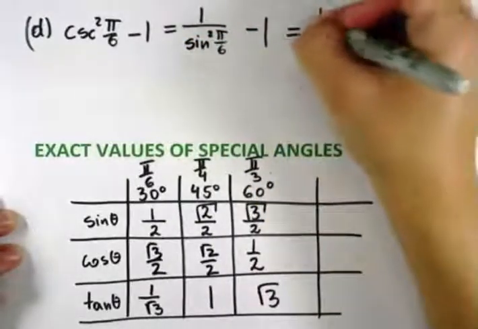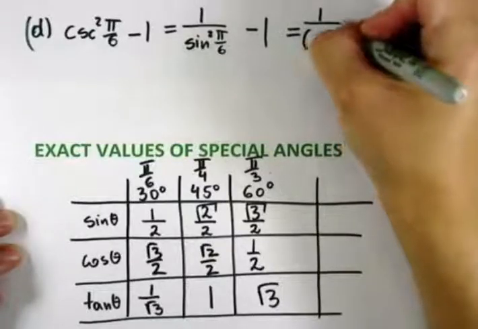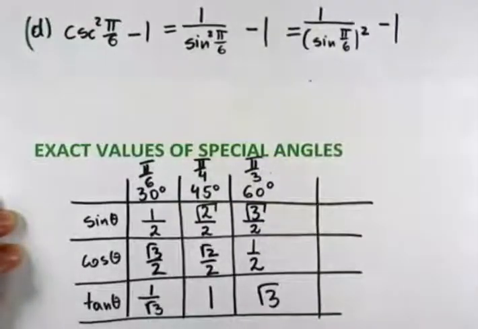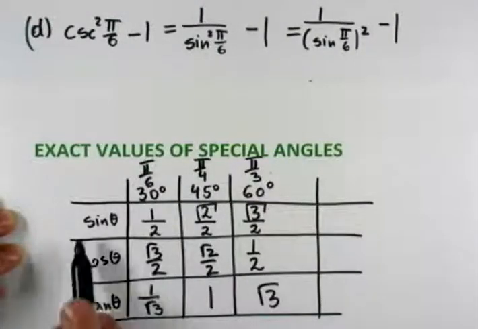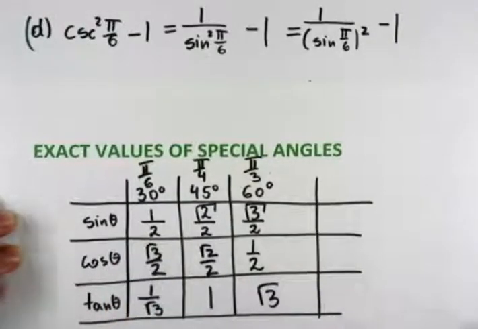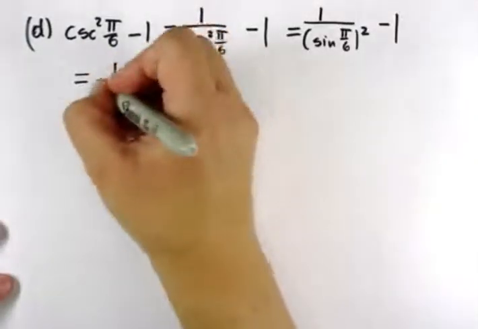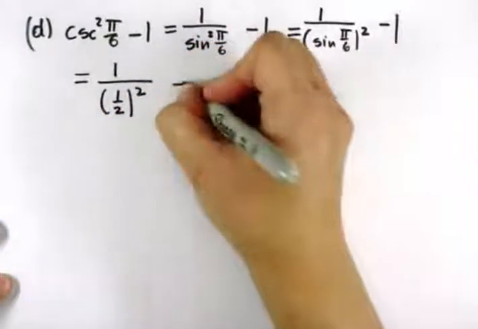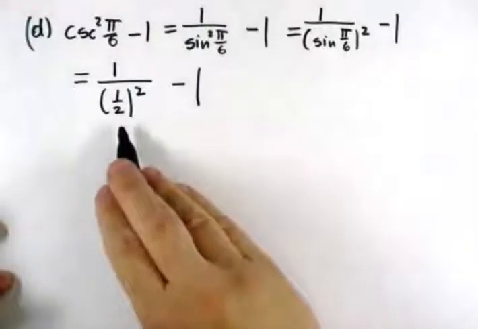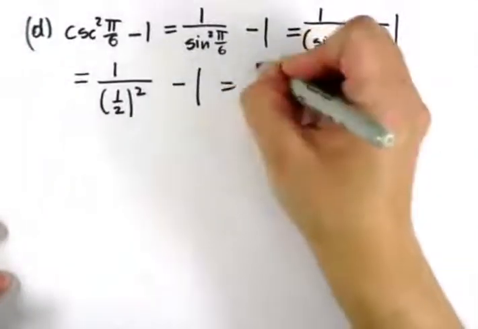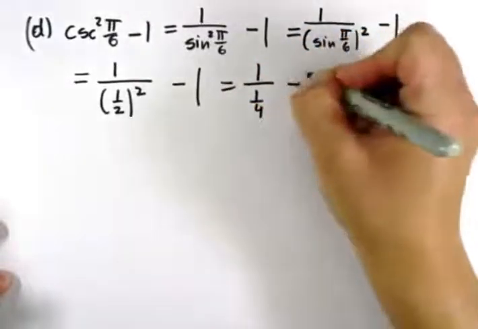So we can write that this is 1 over sine of pi over 6, squared, and then we have minus 1. So sine of pi over 6 is 1/2. So this is equal to 1 over 1/2, squared, and then I have minus 1. 1/2 squared is 1/2 times 1/2, which is nothing else but 1/4. Now I have 1 over 1/4 minus 1.